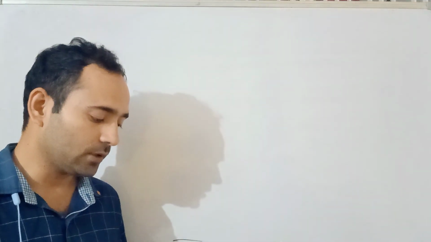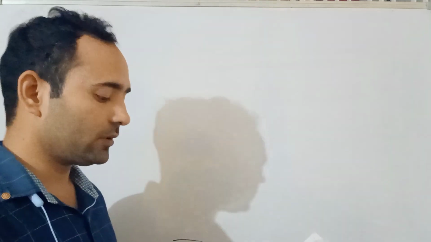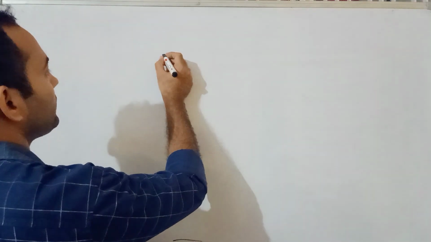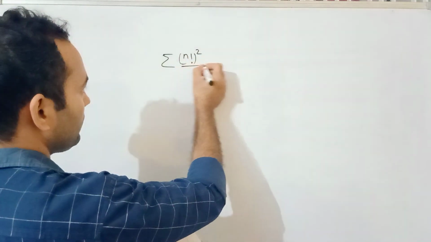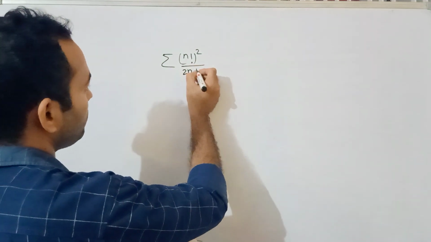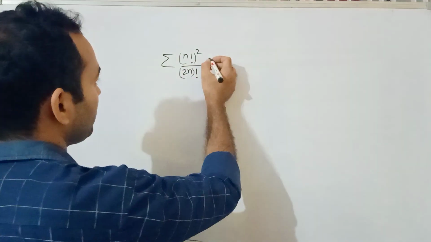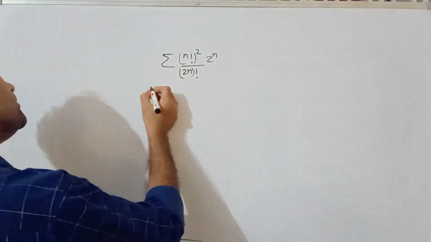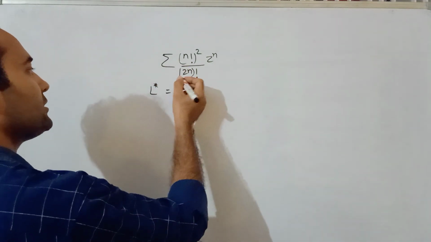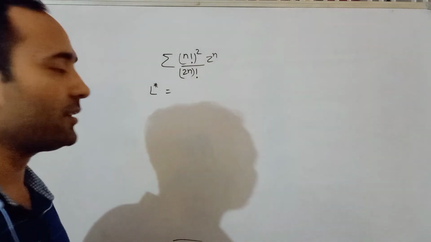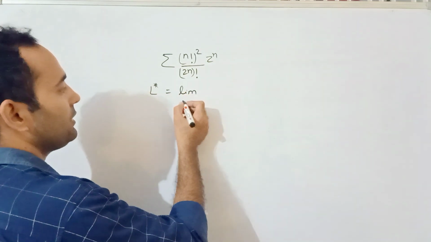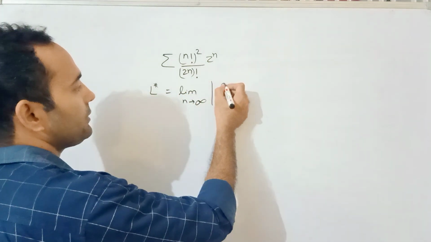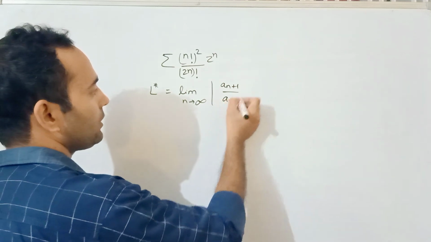So another question, sorry about the background noise by the way. Find the radius of convergence and domain of convergence for this one: sigma of n factorial whole square upon 2n factorial into z to the power n. As I told you, you have to find the limit. This is the power series you are given, and you have to find the radius of convergence and circle of convergence. Limit n tending to infinity, you will find an plus 1 upon an.